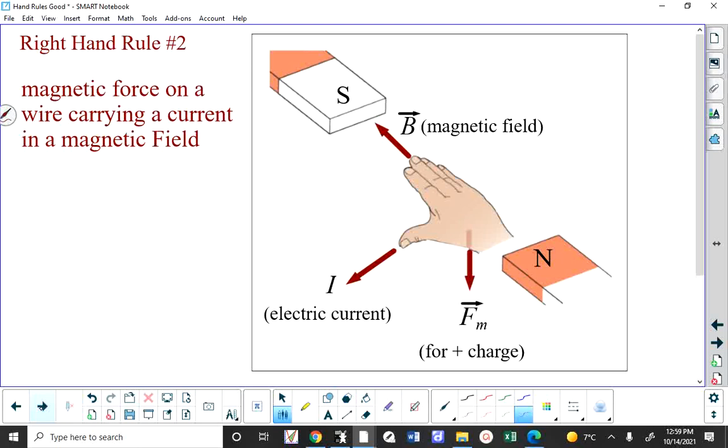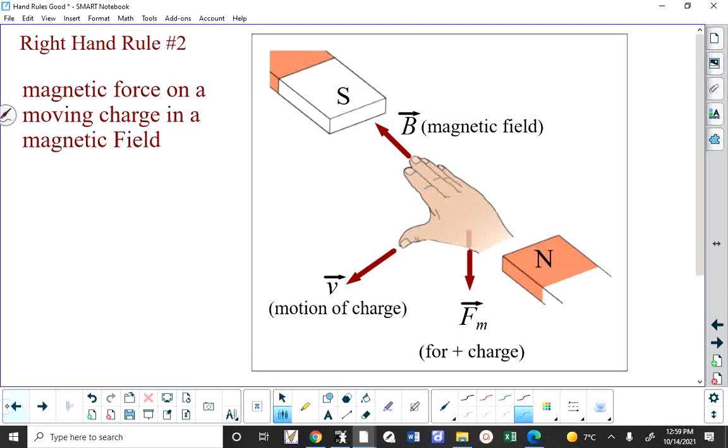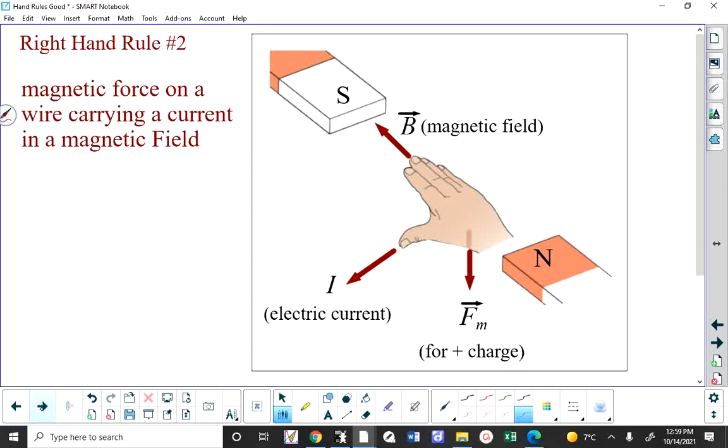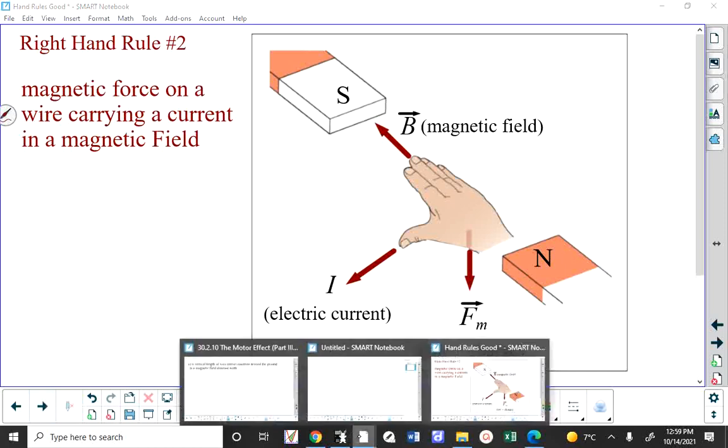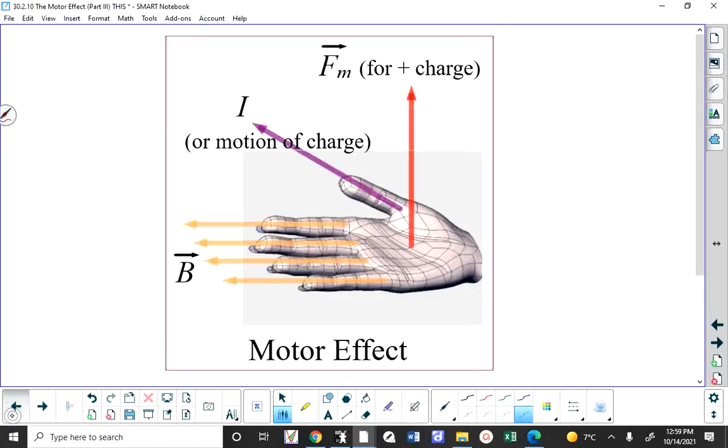So there's not two right-hand rules. Your textbook talks about two different rules. It also uses left-hand rules, but there's one rule here for the motor effect. When you have a single charge experiencing a force because of its motion in a magnetic field, that's the motor effect. When you have a wire carrying a whole collection of charges moving in a magnetic field, that wire will be forced. That's the motor effect. So we're going to start off with a demonstration of this and predict the direction of the magnetic force.